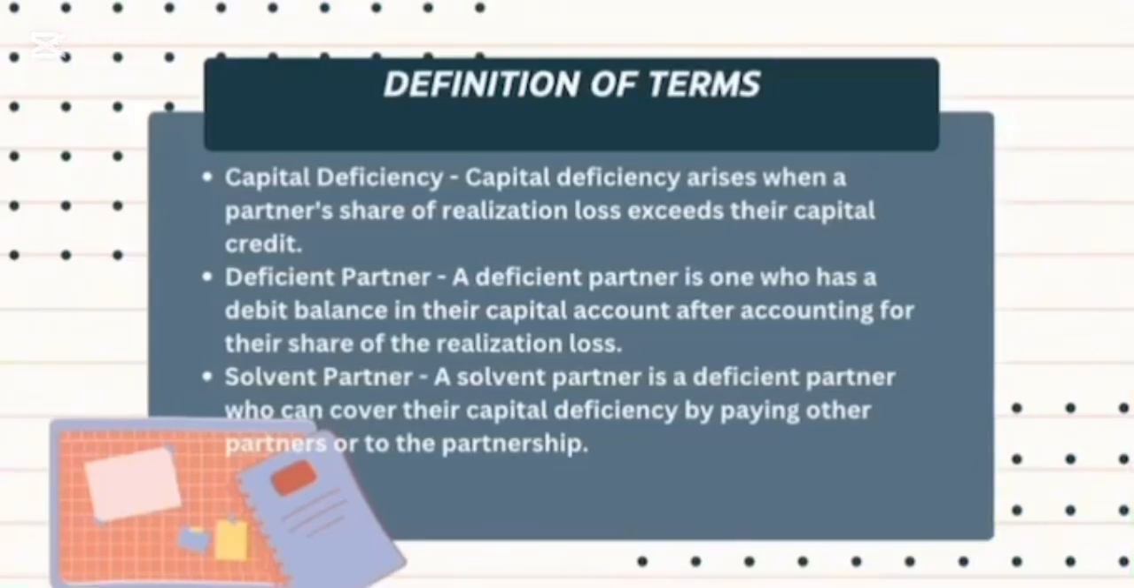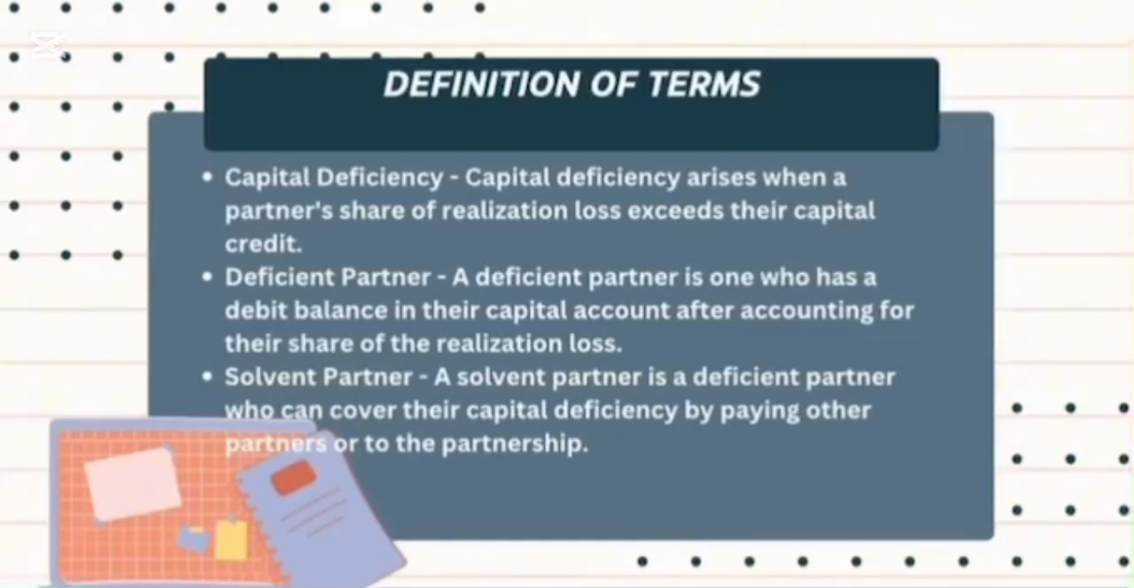Solvent partner. A solvent partner is a deficient partner who can cover their capital deficiency by paying other partners or the partnership. Example, if Mr. Cuyano Jr. can pay his capital deficiency, he is a solvent partner. Insolvent partner. An insolvent partner is a deficient partner who cannot pay their capital deficiency due to personal bankruptcy. For example, if Mr. Cuyano Jr. cannot pay his capital deficiency, he is an insolvent partner.